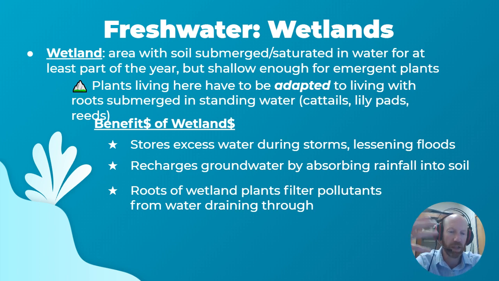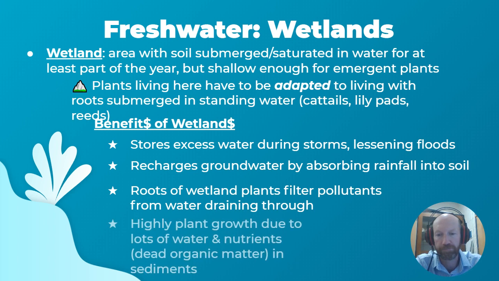But in the wetlands, those plants on the edge are very good at filtering. There's high plant growth due to lots of water and lots of nutrients. There's lots of dead organic matter in the sediments. You have falling trees, falling leaves, all of that decaying matter falls down into the bottom of that wetland or the edge of the wetland and provides a lot of rich nutrients to the bottom soil.